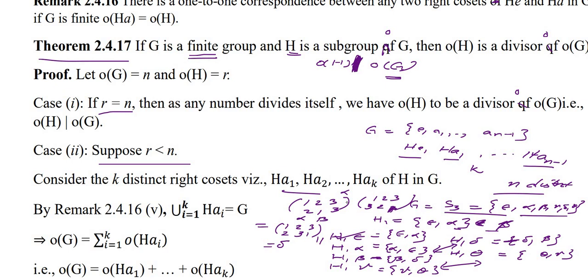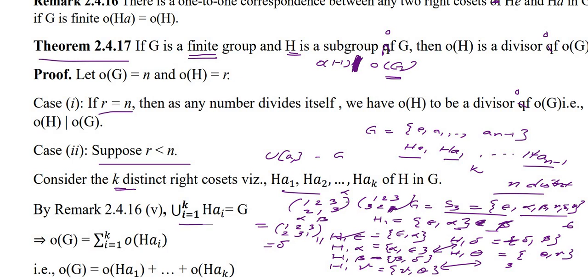So even though we have 6 elements in G, that is S3, we have only a smaller number of right cosets. That is the reason why we mention to consider the k distinct right cosets, namely HA1 and so on up to HAk of H in G. Then we know that the right cosets behave like equivalence classes. The union of equivalence classes is the entire G, so this equivalence class is nothing but HA1 and so on.